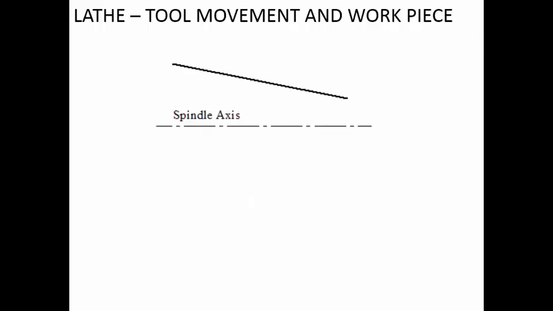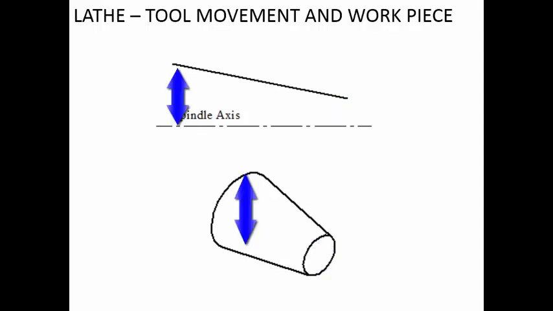Now here we are having the spindle axis and the tool movement in this particular direction. Somewhere it is very close to the spindle axis, and at the end of the movement you are having the maximum distance. So what is the shape of the workpiece that is generated in this case? It is a tapered workpiece. Here you are having a minimal radius, and at the other end you are having the maximum radius. As the tool is moving along a straight line inclined with respect to the spindle axis, you are going to get a tapered workpiece.